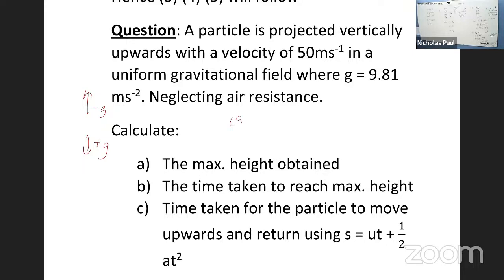Right, so as you all said, we use v squared is equal to u squared plus 2as. Final velocity is 0. Initial velocity was 50. Acceleration is minus 9.81. Right, minus why again, Shivish? Why is the acceleration negative?